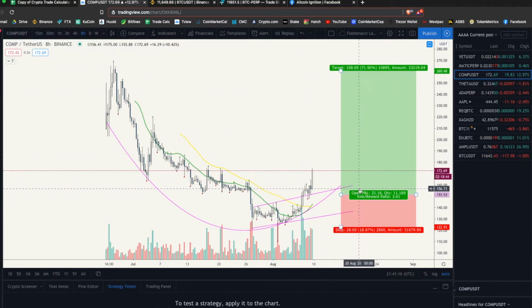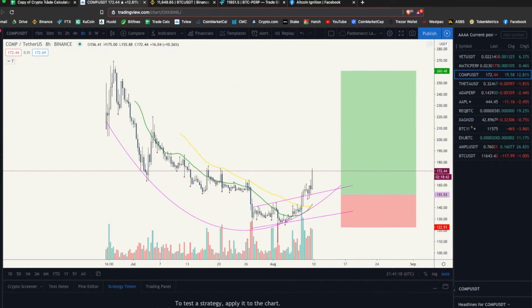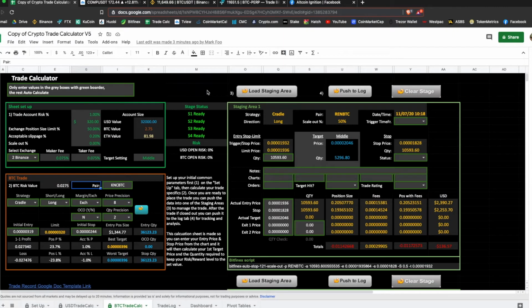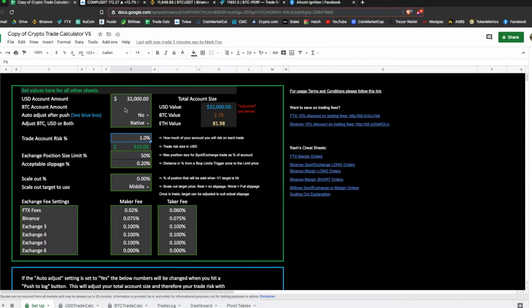Okay, once we've got those in place, come over to the trade calculator. Trade calculator is available in the learning units. First of all, you need to set it up. Come over to the setup. Up the top here, you're going to put in your account size. It's important that if you take a loss, that you change this.